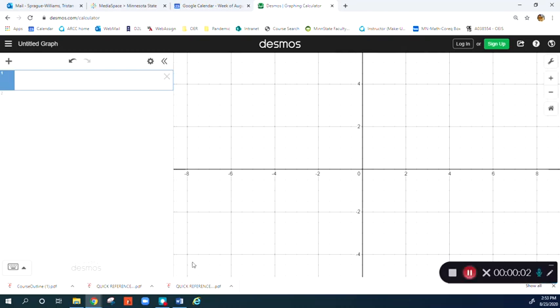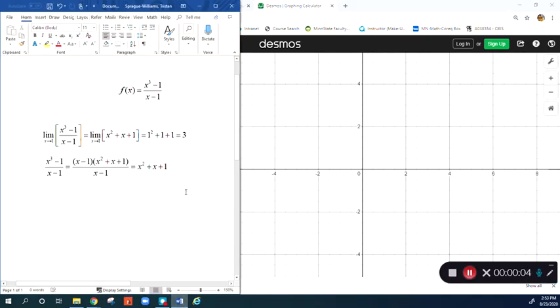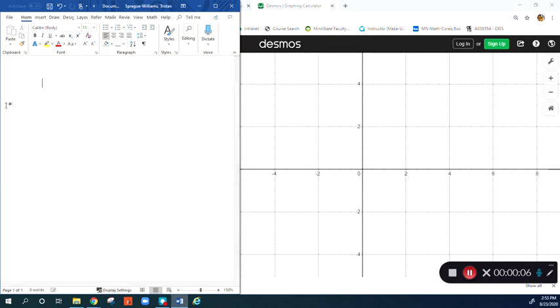All right. Hey, so we're going to do one more example of a limit that doesn't exist, and this one is going to involve something called oscillating behavior.